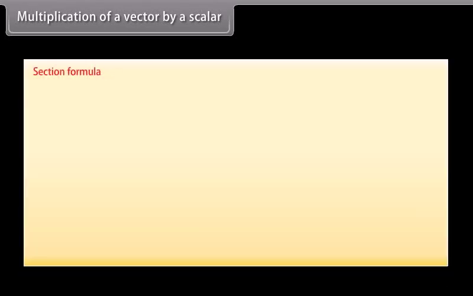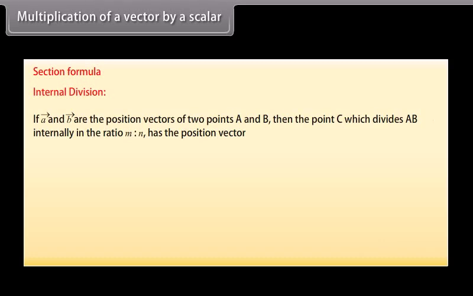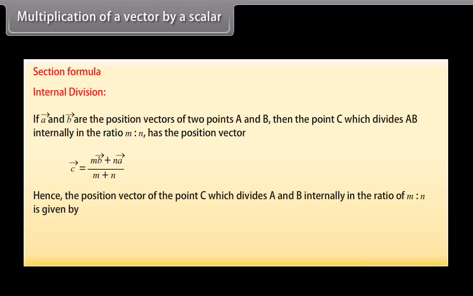Section formula. Internal division. If vector A and vector B are the position vectors of two points A and B, then the point C, which divides AB internally in the ratio m is to n, has the position vector vector C equals (m into vector B plus n into vector A) by (m plus n). Hence, the position vector of the point C, which divides AB internally in the ratio of m is to n, is given by vector OC equals (m into vector B plus n into vector A) by (m plus n).